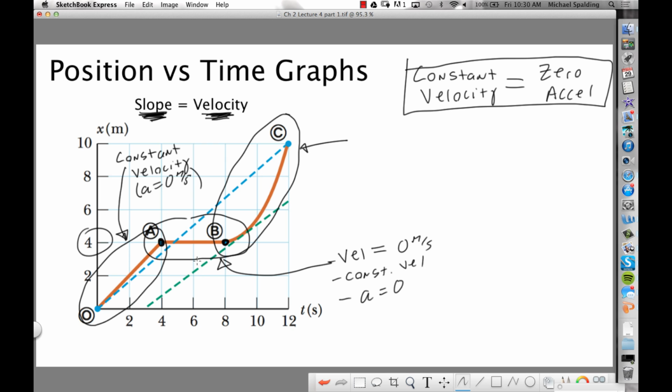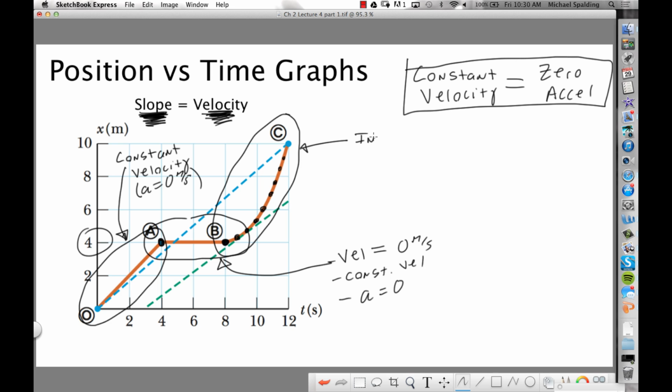It's accelerating. The velocity is increasing. So the thing you're going to be doing is looking at what happens to the slope. What happens to the slope as we leave point B and start heading up this curved segment? What's happening to the slope as we go up that line segment there? The slope is increasing. If the slope is increasing, the velocity must be increasing.